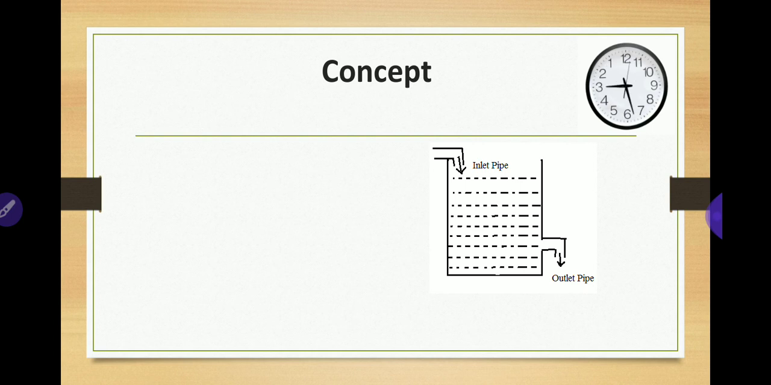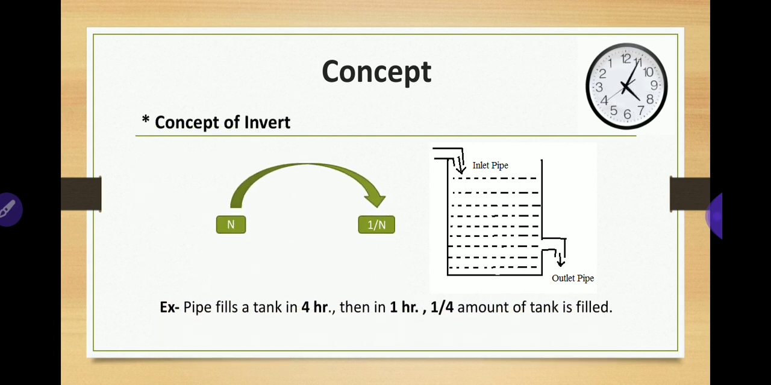Now you must know the concept of inversion for solving the problems. And what is the concept of inversion? Suppose, for example, the pipe fills the tank in 4 hours, then in 1 hour 1/4 amount of the tank will be filled. And if you have been given that in 1 hour 1/4 amount of the tank is filled by one of the pipes, then what time is required to fill the tank? That you can find by making the inversion of that 1/4. Inversion of 1/4 will be 4. That is, in short, it will be represented in the diagram.